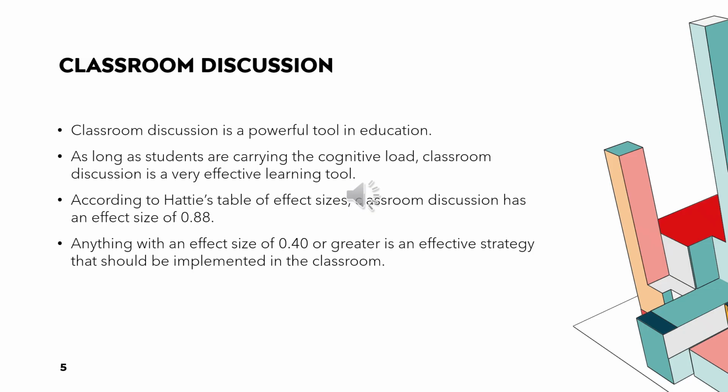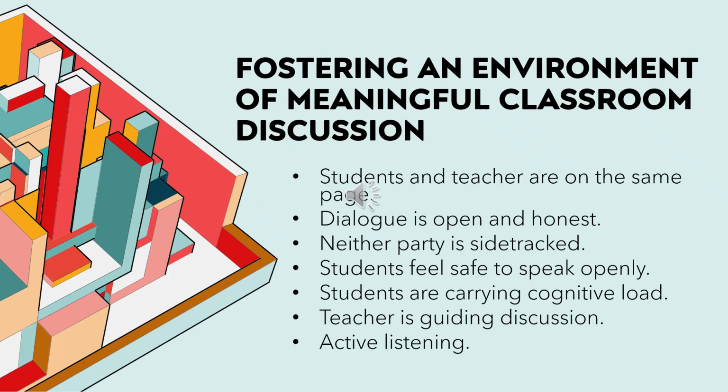According to Hattie's table of effect sizes, like I mentioned, classroom discussion has an effect size of 0.88. And anything with an effect of 0.4 or greater is an effective strategy that should be implemented in the classroom. In order to have effective classroom discussion, there are some things as educators that we need to make sure are present in the classroom in order to foster a meaningful classroom discussion. Students and the teacher should be on the same page.